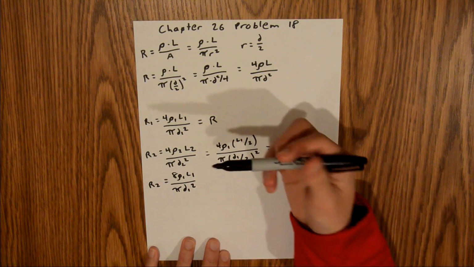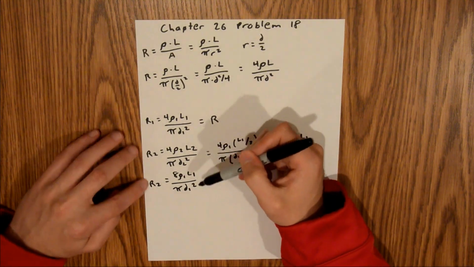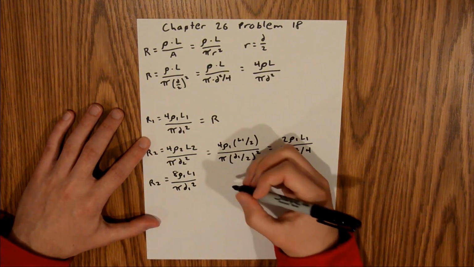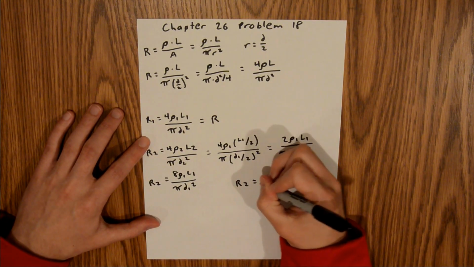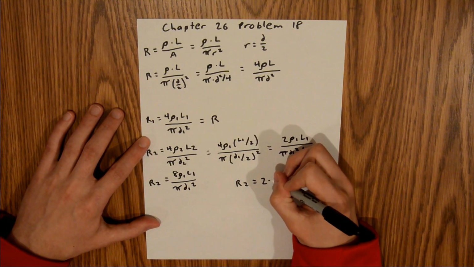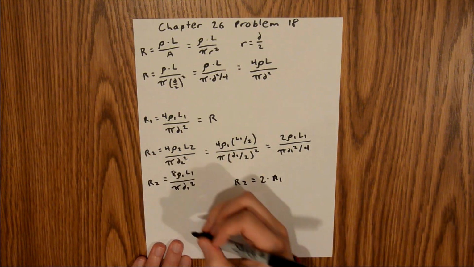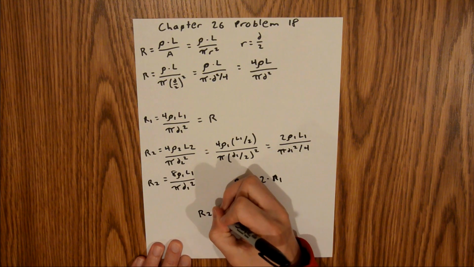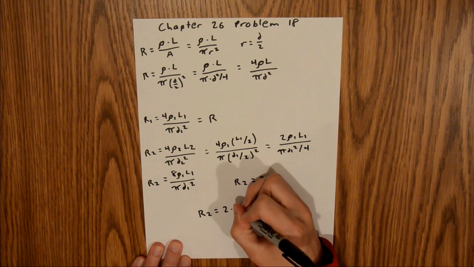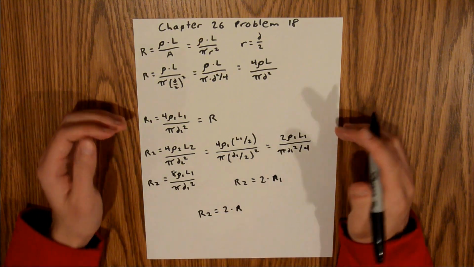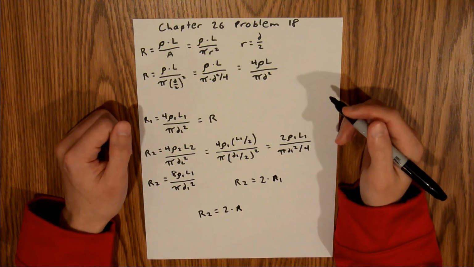And so now if you look back at R1 and R2, you see that R2 is equal to 2 times R1. And so since R1 is equal to R, we know that R2 is equal to 2 times R. And so that's about it for this problem.